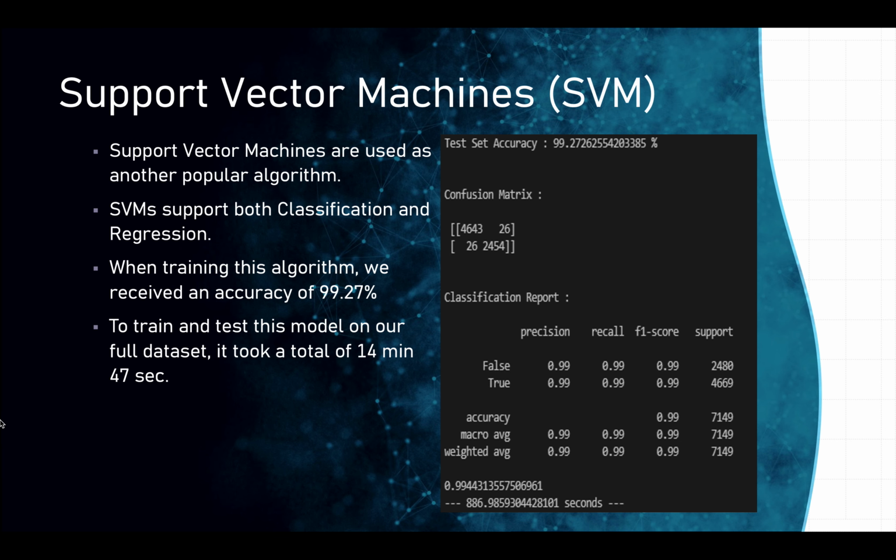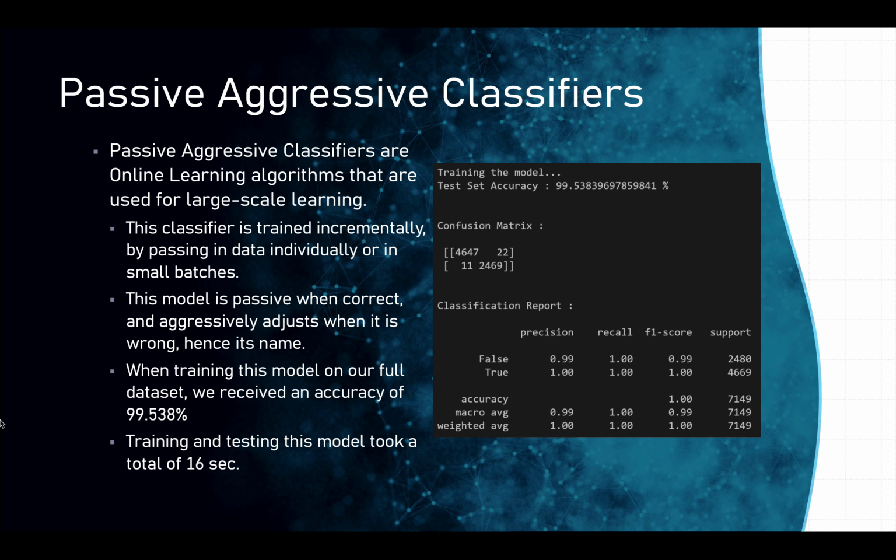And then last but not least, we have passive-aggressive classifiers. Passive-aggressive classifiers are online learning algorithms that are used for large-scale learning. The classifier is trained incrementally by passing in data individually or in small batches. They are great for using with data streams.